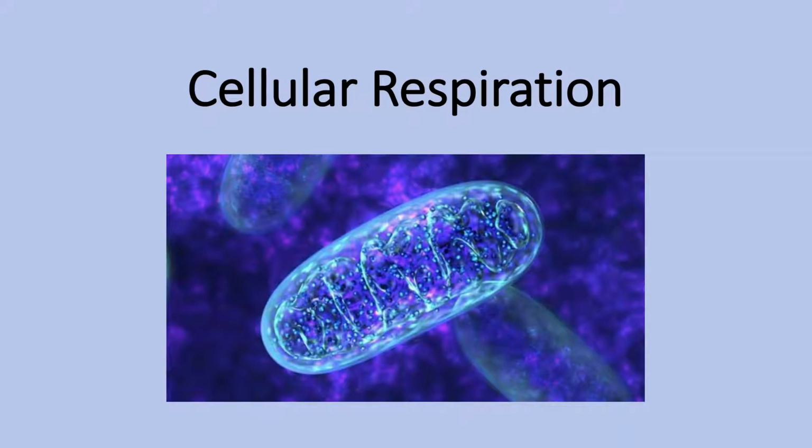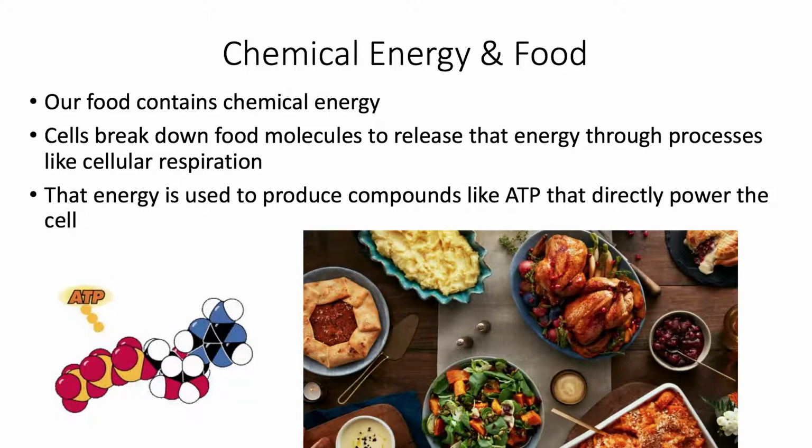Welcome to Cellular Respiration. In the last class, we took a close look at photosynthesis, and we learned that photosynthesis is what plants and other producers do to make their own food. Today, we're going to take a look at the opposite process, which is how organisms get the energy out of that food. So, foods like these over here, this is a nice Thanksgiving meal.